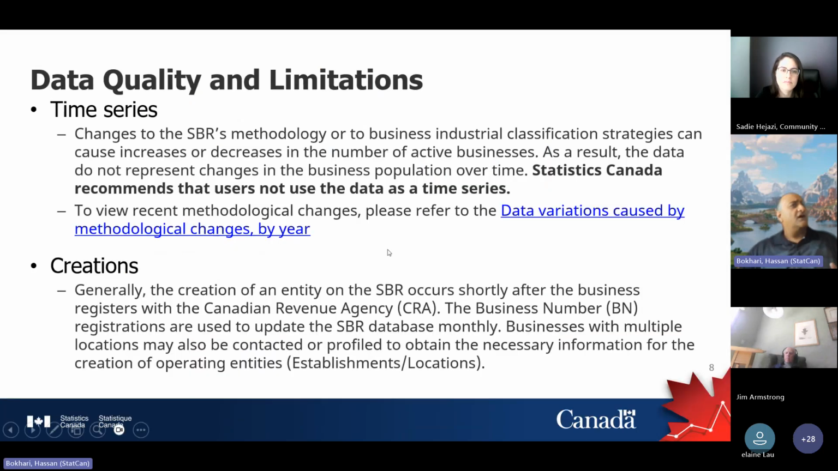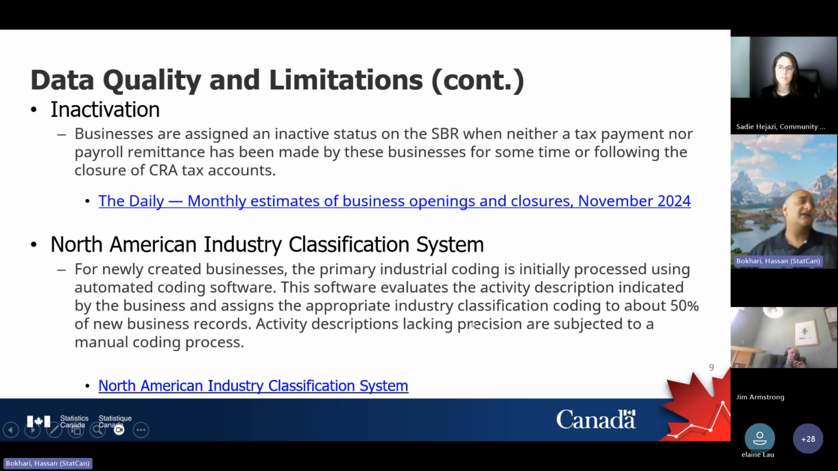There we go. And then next item here is creations. So it's synonymous with birth. Generally, the creation of an entity on the SBR, the Statistical Business Register, occurs shortly after the business registers with the Canadian Revenue Agency, so CRA. The business number registrations are used to update the SBR base monthly, and businesses with multiple locations may also be contacted or profiled by our internal group to obtain necessary information for the creation of the operating entity, so the establishments and those locations.